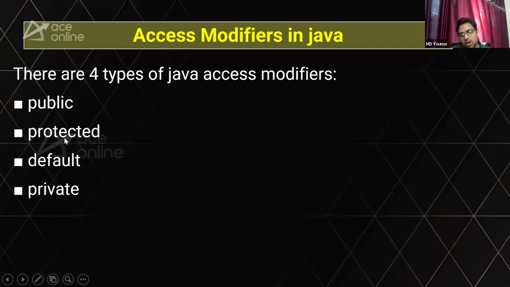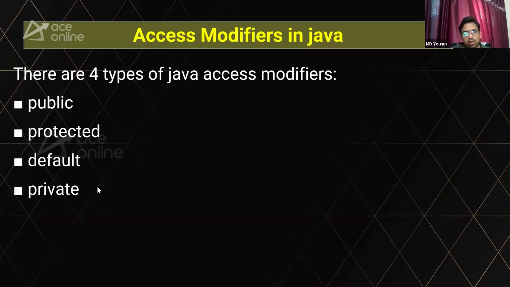We need to understand this. Can you tell me which is the most restricted access modifier: public, protected, default, or private? Private. Private is the most restricted access modifier. What is the second most restricted access modifier? Okay, here comes the confusion. Default is the second most restricted access modifier. Then protected. And which is the least restricted access modifier?